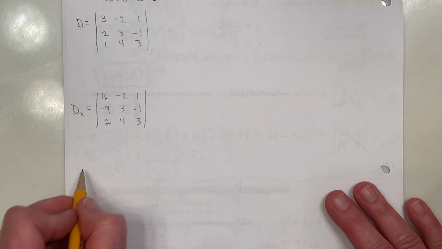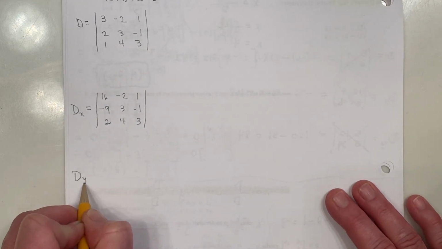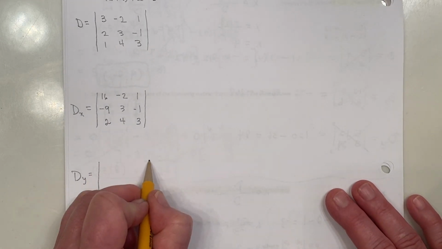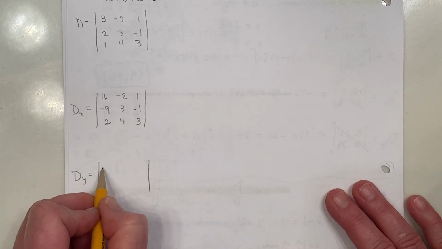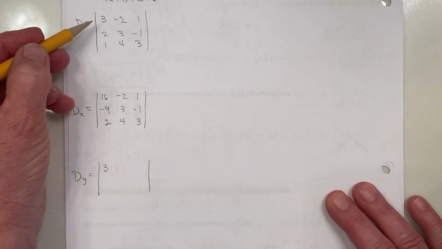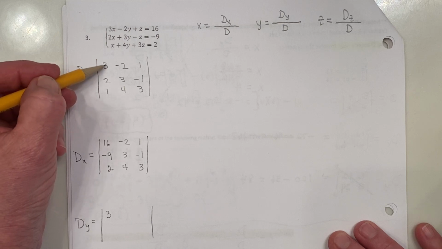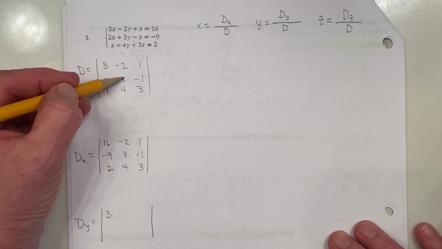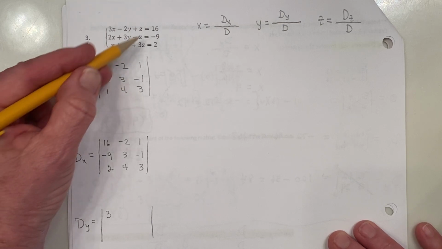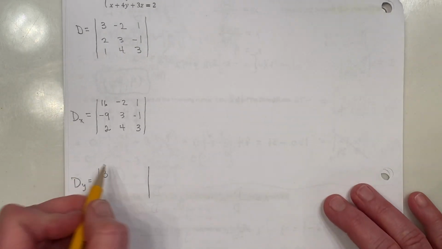I'm going to go ahead and build the D subscript y matrix. So looking back up here at the D matrix, I'll keep the x column and the z column, replacing the middle column, the y column, with these constants right here.